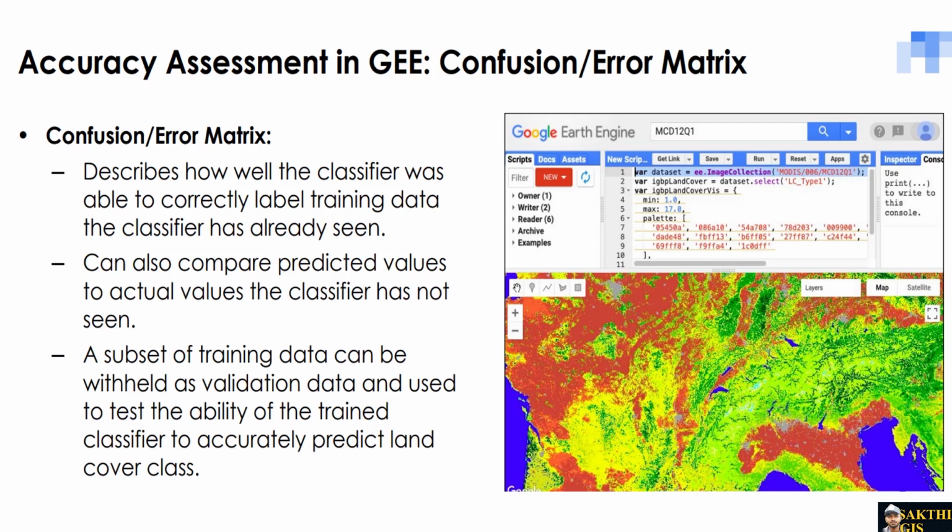Accuracy assessment is important for any land use land cover analysis or any remote sensing analysis. We always need to tell how accurate our model is. Suppose we got low accuracy and did not get good accuracy, then we need to train the model again with new training data. Only then can we improve the accuracy. So now we will see how to do this analysis in Google Earth Engine.